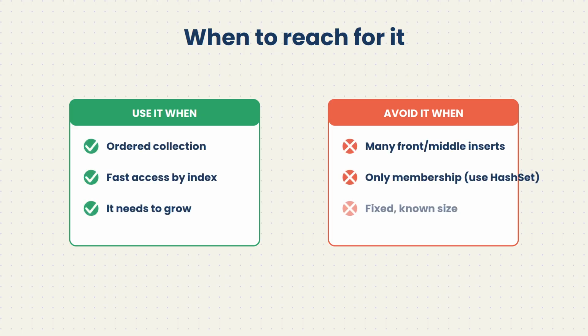So when should you reach for a dynamic array? Use it when you need an ordered collection, fast access by index, and the freedom to grow. Avoid it when you do constant inserts and removals at the front or middle. A linked list or a deque fits better. Or when you only care about membership, where a hash set wins, or when the size is fixed and known, and you need maximum performance, where a plain array is enough.